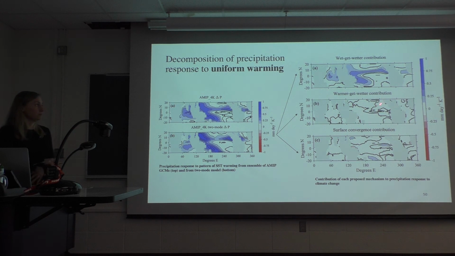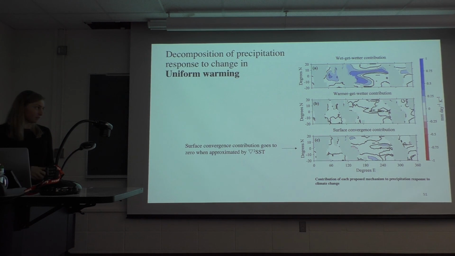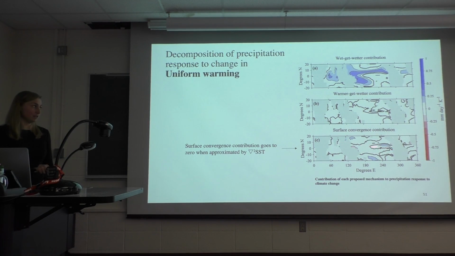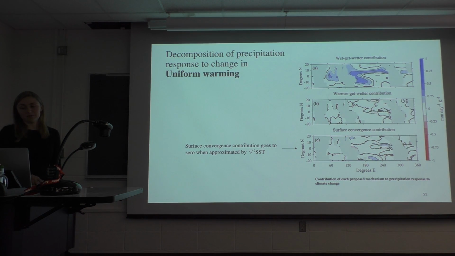it's uniform. The one we use is uniform, there's no change in the relative SST. And then the surface convergence contribution is very small. And that is validating, right? Because if we approximate surface convergence using the Laplacian of SST, this would be zero, because with uniform warming, the Laplacian of SST isn't changing. So it's very validating that this is small in this case.